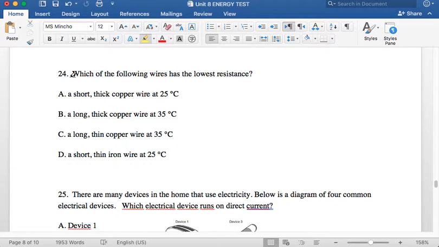Number 24. Which of the following wires has the lowest resistance? A, a short, thick copper wire at 25 degrees Celsius. B, a long, thick copper wire at 35 degrees Celsius. C, a long, thin copper wire at 35 degrees Celsius. Or D, a short, thin iron wire at 25 degrees Celsius.